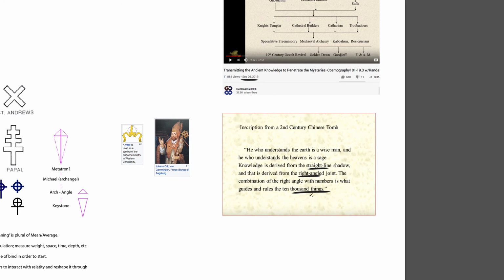Straight line, a right angle, and rules and guides. He who understands the earth is a wise man. He who understands the heavens is a sage. To me, if you're familiar with even a little bit of history in China, they're really an agrarian society as well as anything else. So they're going to have a lot of innate knowledge about, let's say, making fertile land and the seasons and maybe possibly the precession, as well as astrology.